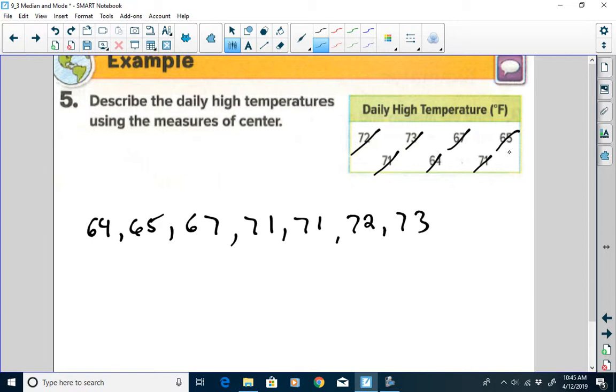All right, so we have 7 items: 1, 2, 3, 4, 5, 6, 7. Because we have an odd number of data items, we're going to have one middle number. That's our median. The mode is the score that repeats most often. We only have one score that repeats, so the mode is also 71. The mode is 71 as well.